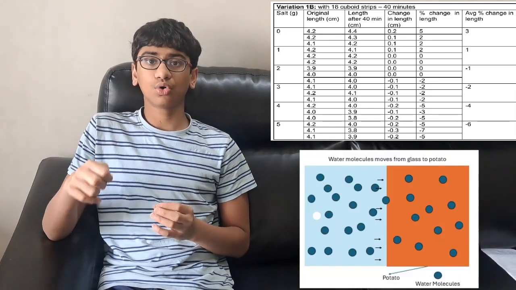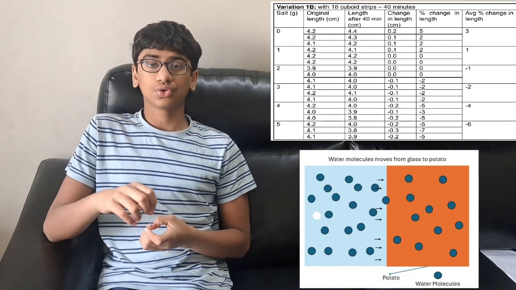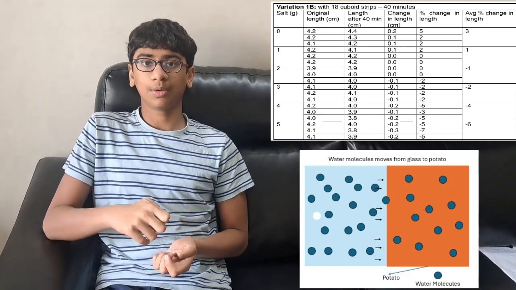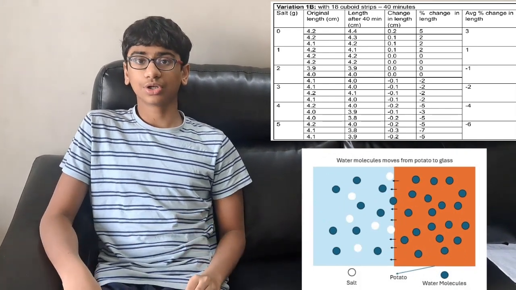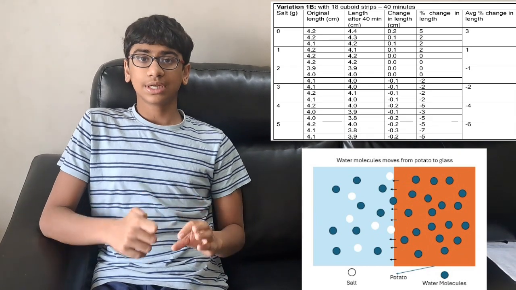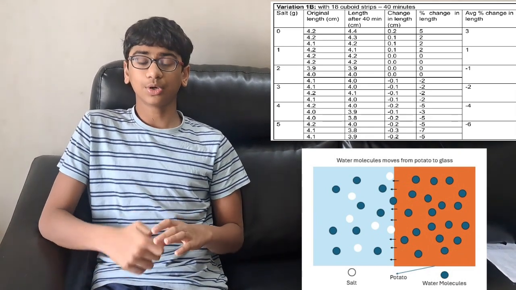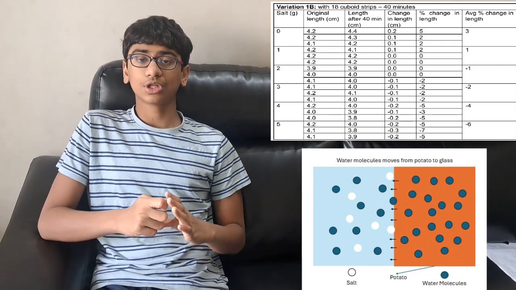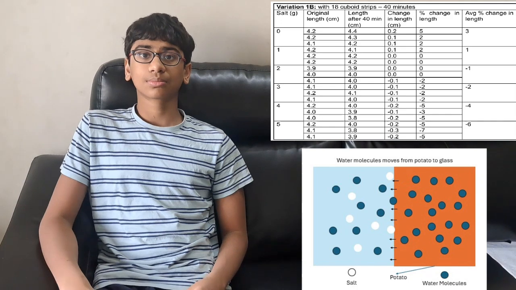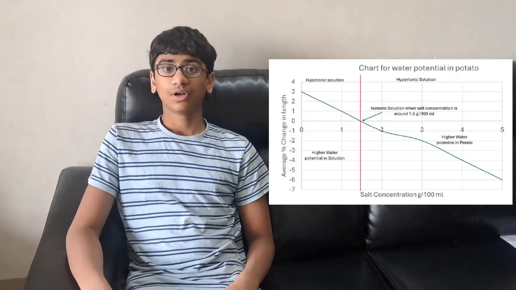This is because in the pure water, the concentration of water molecules was higher outside than inside the potato. So the water molecules went into the potato. Whereas in the salt water, the concentration of water was higher in the potato than in the surrounding areas. So the water molecules flowed out of the potato. The same can be seen in the graph.